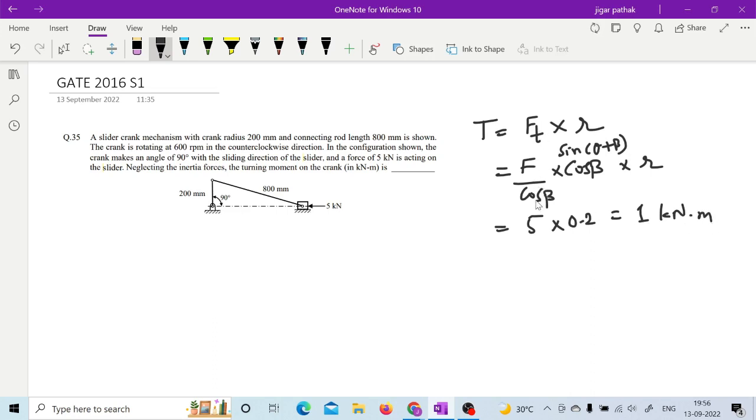Right? Ft is F upon cos beta sin theta plus beta. Here theta is 90, so sin theta plus beta will be cos beta. So cos beta will directly cancel out. So it is a very easy question. All of you have got this? Hello? Yes, sir. Yes, sir. Okay.